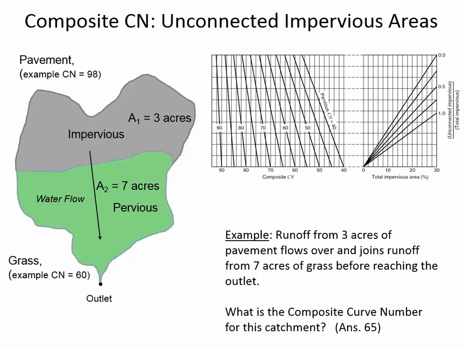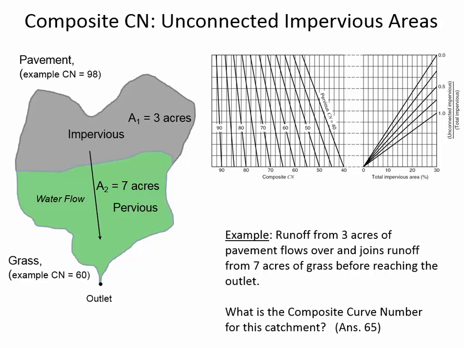All right, so this is unconnected impervious area. Meaning the impervious area is not directly connected to the outlet. The water that flows from the impervious area has to flow over the surface of the grassy, pervious land before it gets to the outlet.